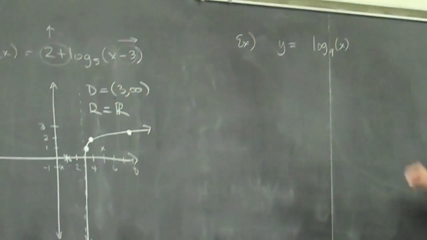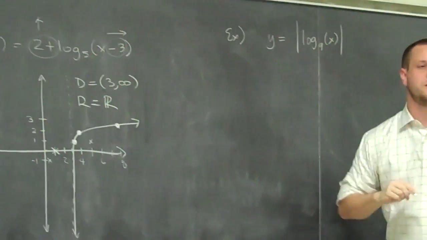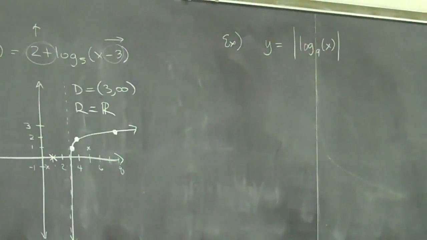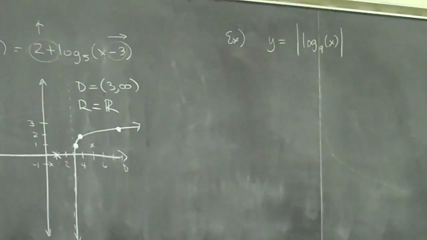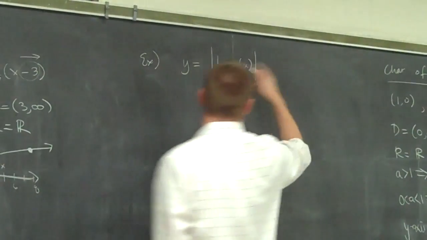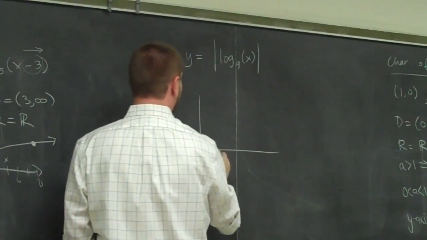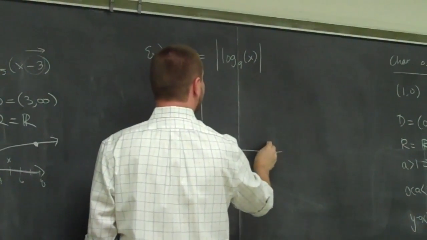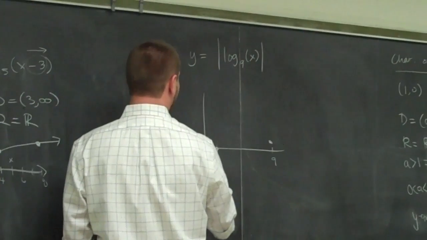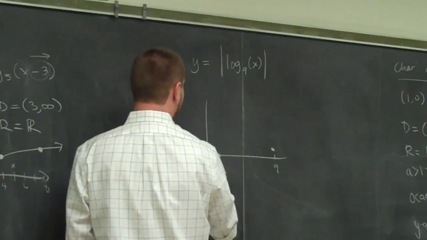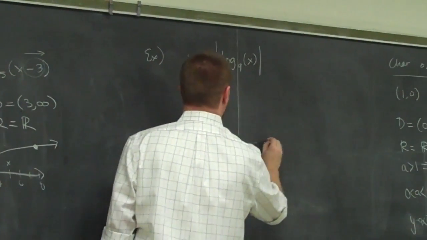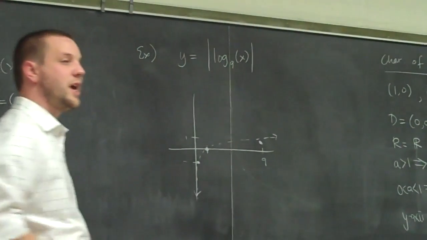But what if I took the absolute value of that function? What does absolute value do to numbers? It makes them positive. It takes anything that was negative and makes it positive, and anything that's positive stays positive, right? So normally the log base 9 function would look like, let's see, 1, 0, 1, 2, 3, 4, 5, 6, 7, 8, 9 over here, 9 comma 1, and 1 over 9 comma negative 1 would be right there, ish. And you get that function, okay?